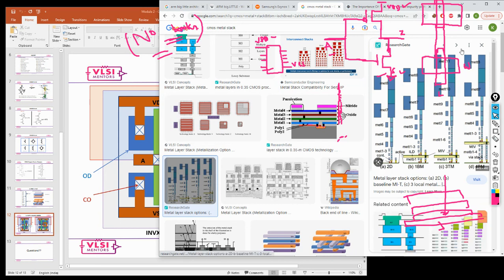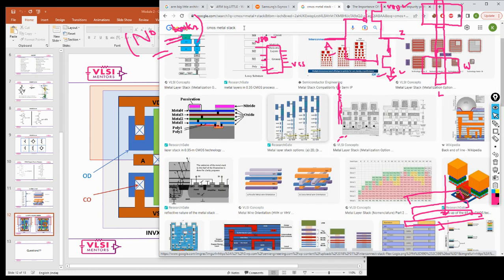Look at this. What is this? So each layer, metal one, metal two, multiple metals. So these are all kind of a stack. Okay.